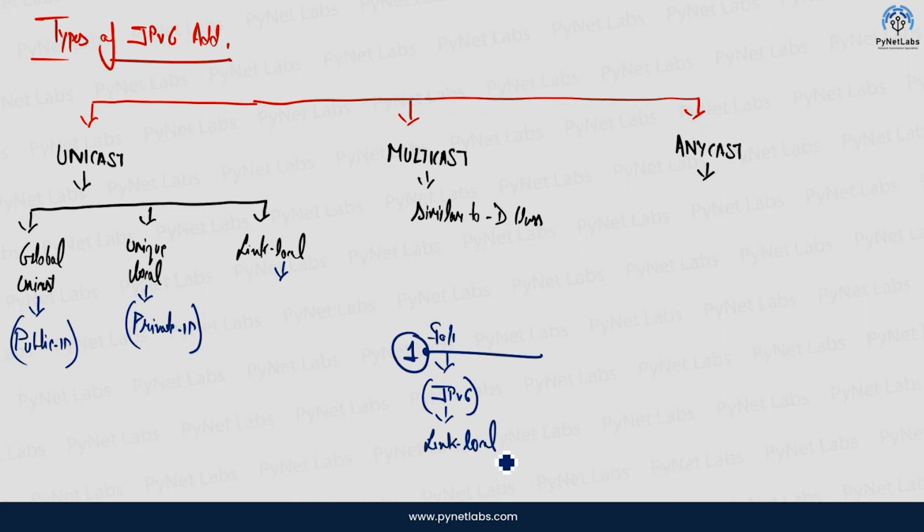So this link local address is a default address which is enabled on every IPv6 interface which you configure. This link local is basically used for processes like neighbor discovery. Similarly, we have ARP in IPv4, and we have NDP and all these things in IPv6 as well. So link local is just a default address on every IPv6 enabled interface.